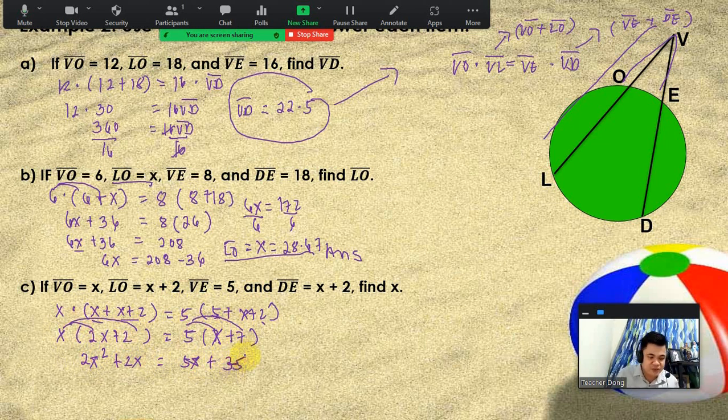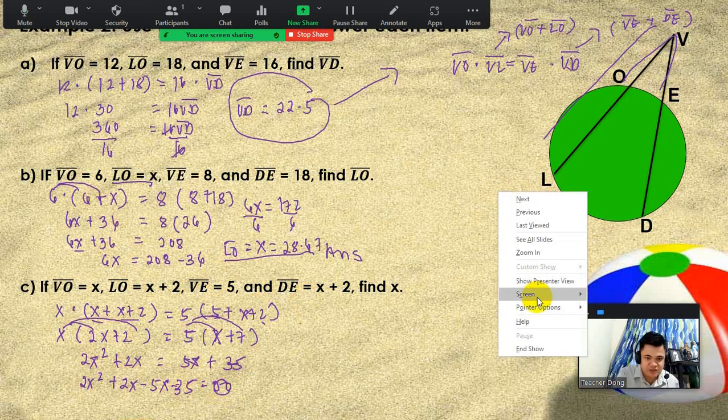Then the next thing that we're going to do is to simplify this, or combine the similar terms. So 2x squared, bring it down, plus 2x, what is similar to 2x is 5x. So it's negative 5x. And then minus 35 equals 0. Okay, so let me erase it first.